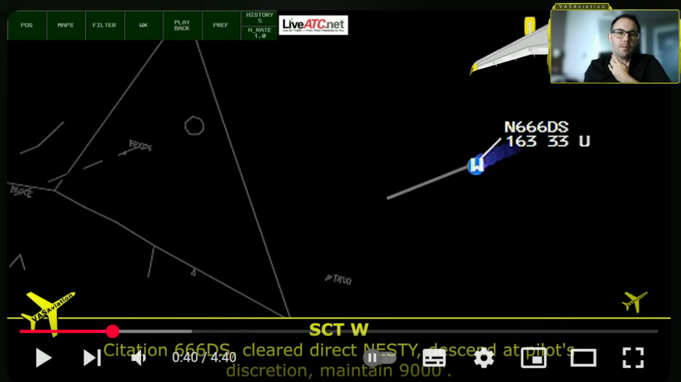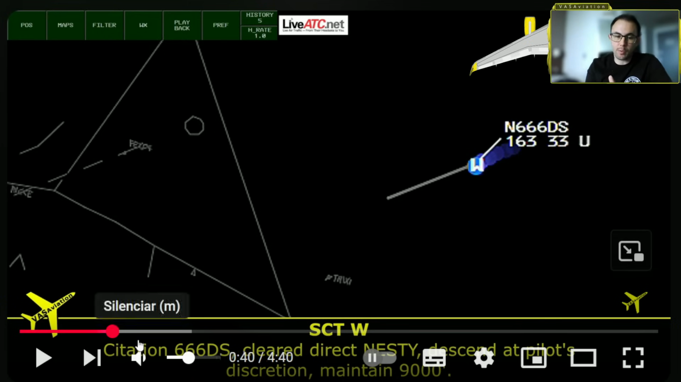The pilot requests the RNAV approach for runway 28. There are two types of approach for this runway, RNAV and ILS, and they are cleared direct to the NESTY intersection. That's a waypoint for the approach, and they requested the RNAV.